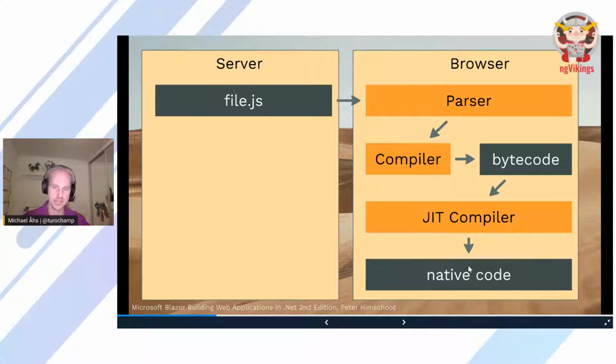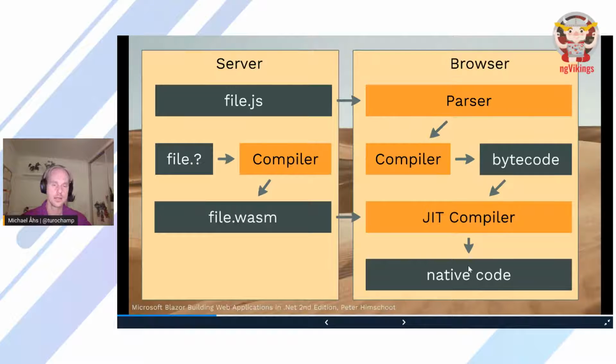And that then becomes native code, and we get the experience that the user gets. Let's contrast that to WebAssembly. With WebAssembly, the file here can be any language which has a compiler, C#, Rust, or such. So let's assume it's a Rust file. It goes to the Rust compiler.